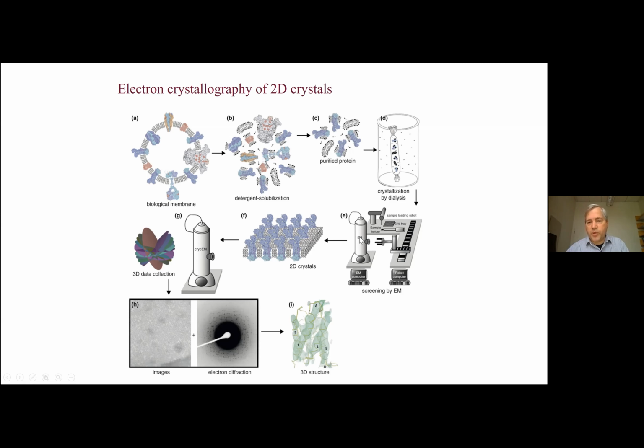And then you'd have to screen it, which was usually done by negative stain EM, and then freeze it and go into 2D image collection, which we'll get into, to eventually get a 3D structure. But it was really, really a lot of work, and still would be. And number one, you have a lot of parameters to worry about.